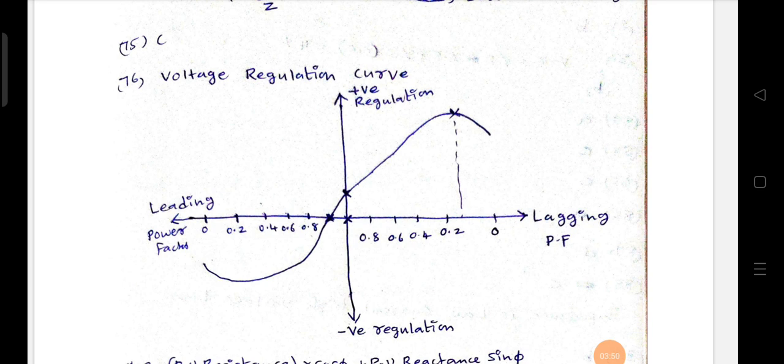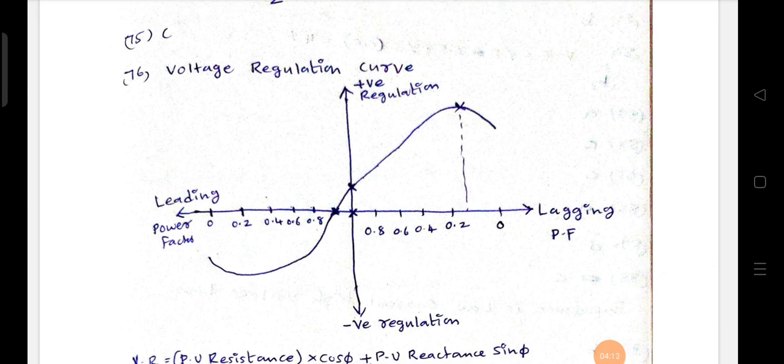Now observe the curve carefully. From unity power factor to the lagging side, voltage regulation increases. That means voltage regulation is maximum near zero lagging power factor. From this curve, voltage regulation is positive at lagging load, and voltage regulation is maximum at lagging load. Similarly, from the unity power factor to the left-hand side, zero voltage regulation is possible at the leading power factor side, and negative voltage regulation is also possible at the leading power factor side. This is the voltage regulation curve.